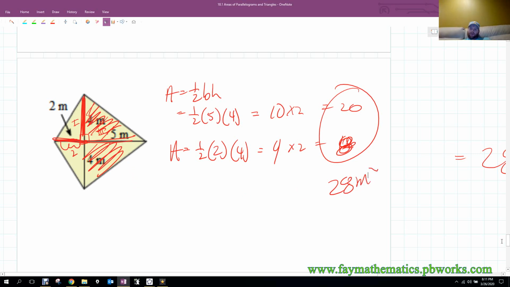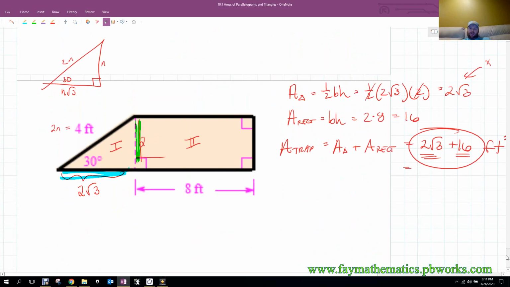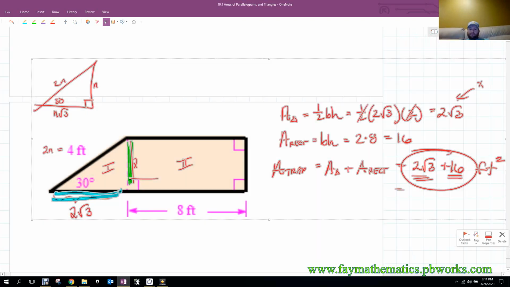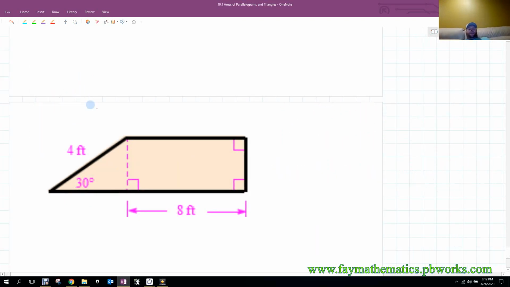And then finally, I think the one that's the most difficult on this is this question here. Again, let me clean it up. All right, so that's a trapezoid. We got a triangle and a rectangle. So I want to find the area of the triangle and then the area of the rectangle. Both of them need that distance there.